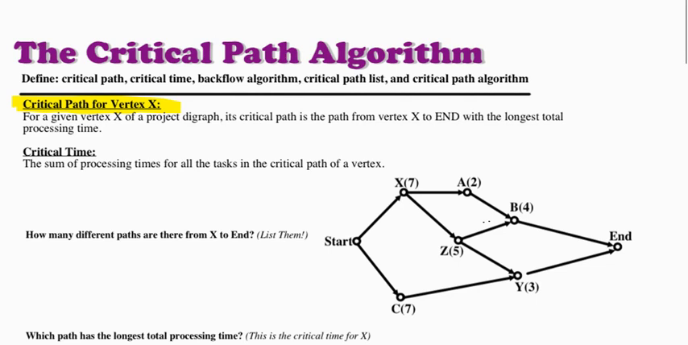It says for a given vertex X of a project digraph, its critical path is the path from vertex X to the end with the longest processing time, or the longest total processing time. Well, what does that mean exactly? Well, we can go from X to end. We see we have a few different choices on how we can do that. And we want to find which of those has the longest processing time.